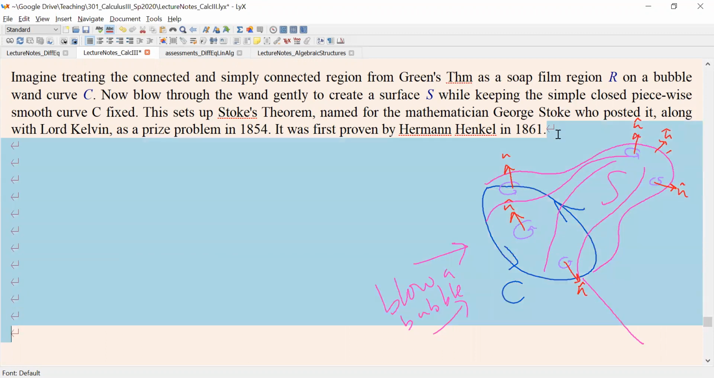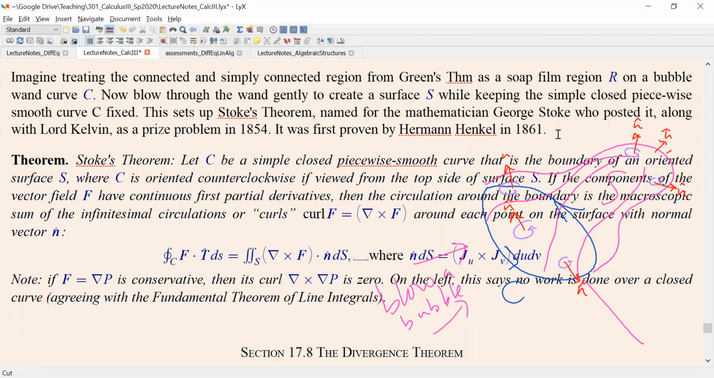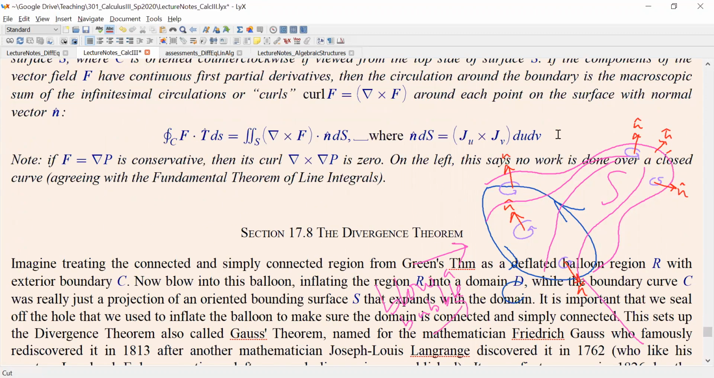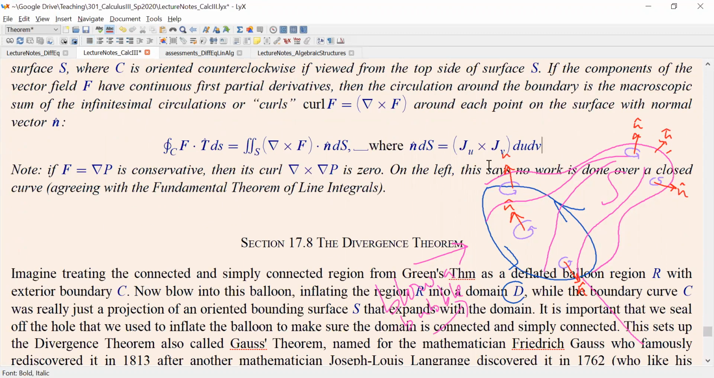So let's look at how Green's theorem changes for this.